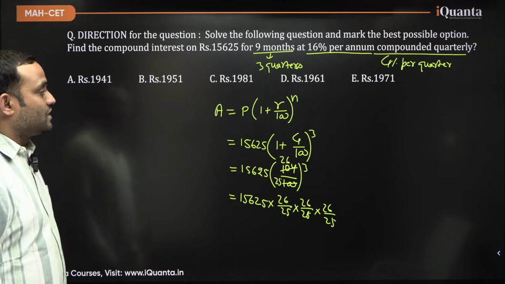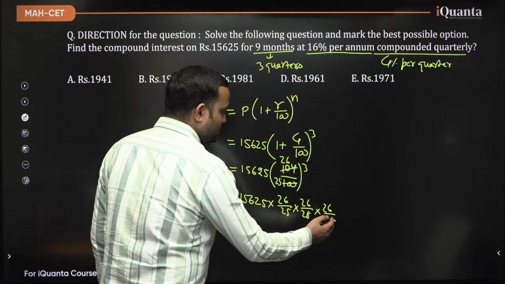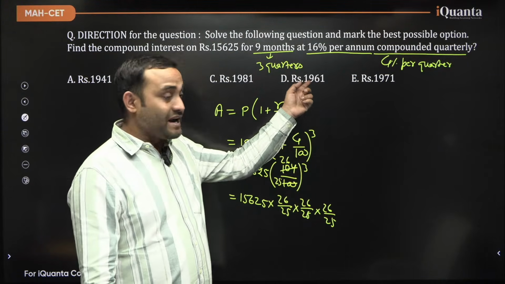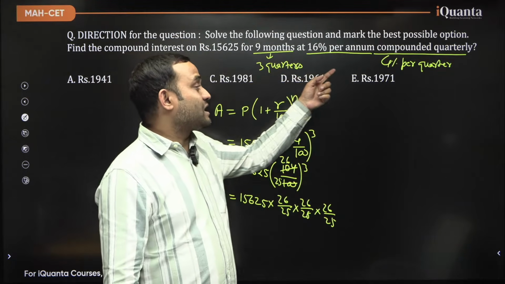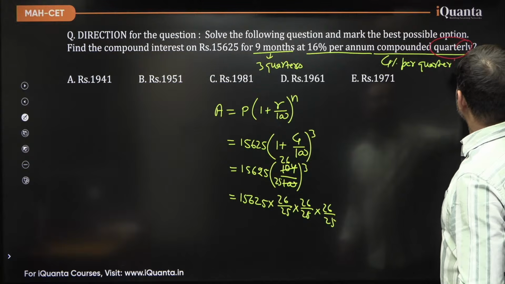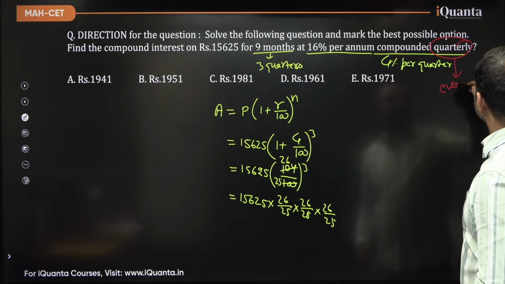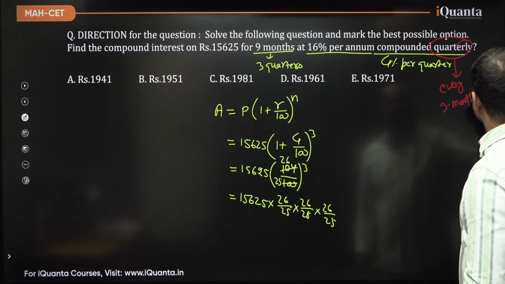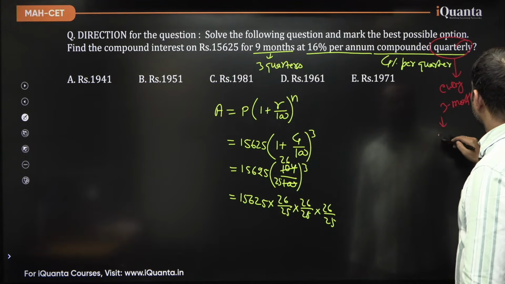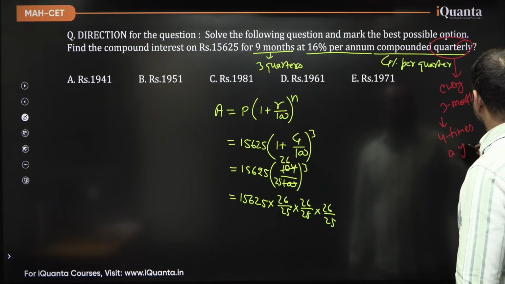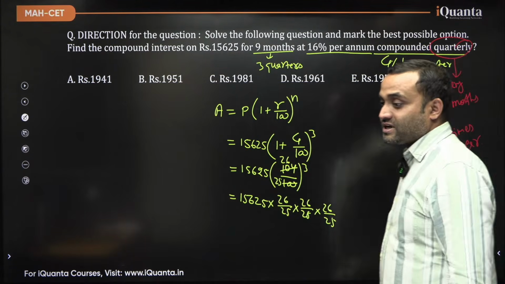So, this is how we solve. First of all, the rate of interest is 16% per annum, and interest is being compounded quarterly. Quarterly means 4 times a year. Every 3 months, interest is being compounded, meaning 4 times a year.